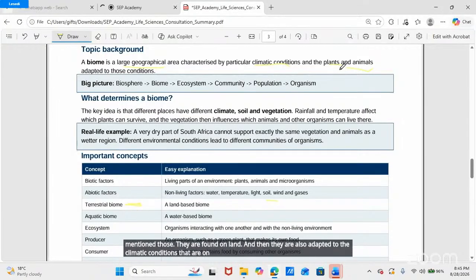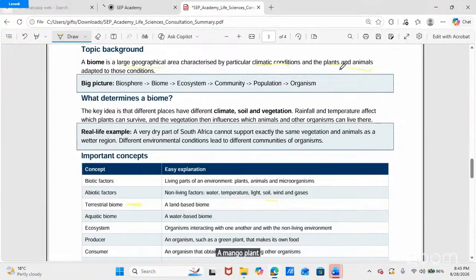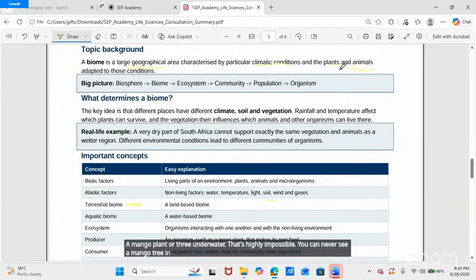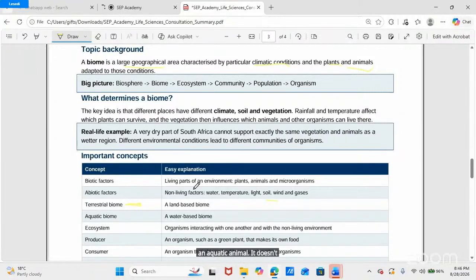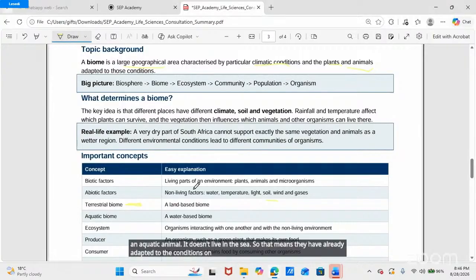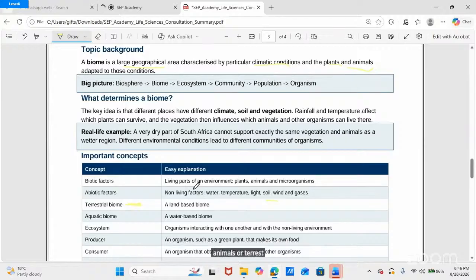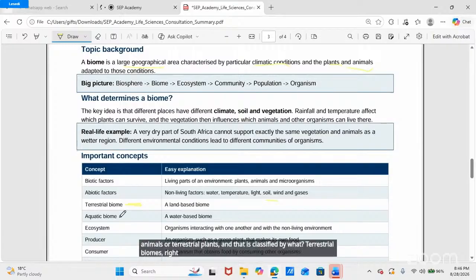You can never see a mango plant or tree underwater. That's highly impossible. You can never see a mango tree in the sea or the ocean, and you can never see a cow living in the ocean. That's not an aquatic animal. It doesn't live in the sea. So that means they have already adapted to the conditions on land. They are called terrestrial animals or terrestrial plants. And that is classified by what? Terrestrial biomes, right? And now we're going to look at the aquatic.